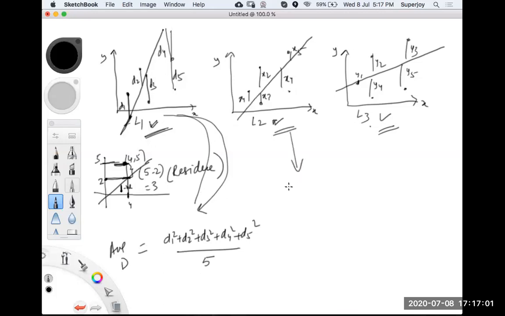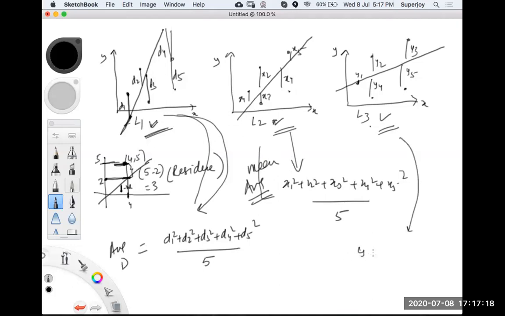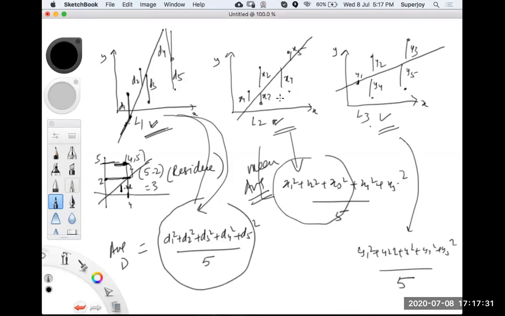What would be the average distance in this case? That would be x1 square, x2 square, x3 square, x4 square, x5 square divided by 5. That would be the mean distance here. And similarly here, what would be the mean distance? y1 square, y2 square, y3 square, y4 square, y5 square divided by 5. If this distance is minimum, we keep this line as the best fit line. If this distance comes minimum, we can make a comparison. Making a comparison is very easy in mathematics, right? So using that, whichever has given us the minimum average, that would be our best fit line.